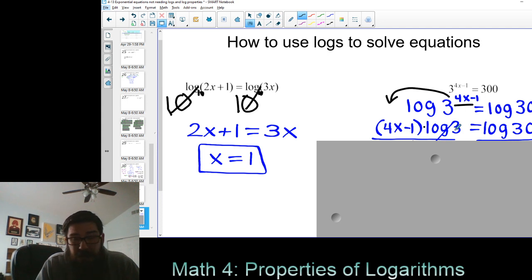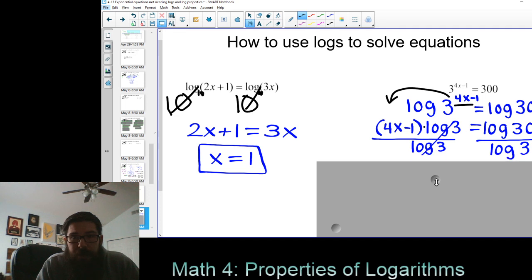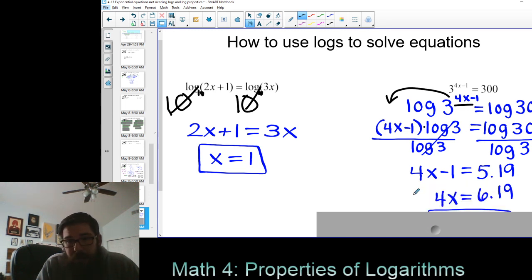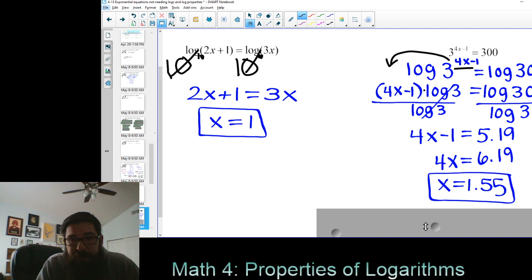That means 10 to what power is 3? It's not a pretty number. Calculators are going to be essential. Divide both sides by log 3. Again, use a calculator. I have no idea what this is going to be mentally. Now that you've got this, there's going to be some numbers. Okay, let's add our 1, divide both sides by 4. There you go.